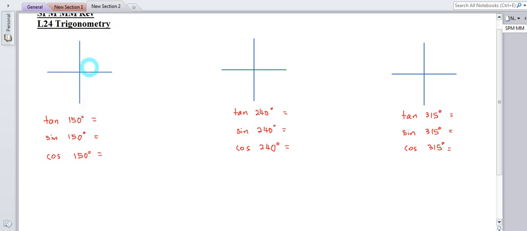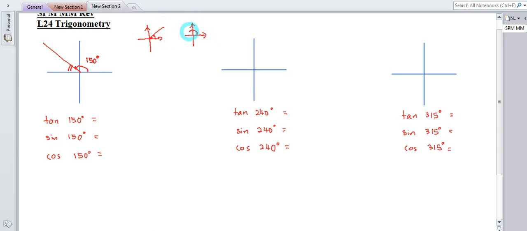Tangent 150. This is 0, 90, 180, 270, right? So 150 is more than 90 degrees but less than 180. It should be somewhere around here, right? So here will be the reference angle. Let me explain to you. Let me share this one with you first. If the angle is here, this is the reference angle.